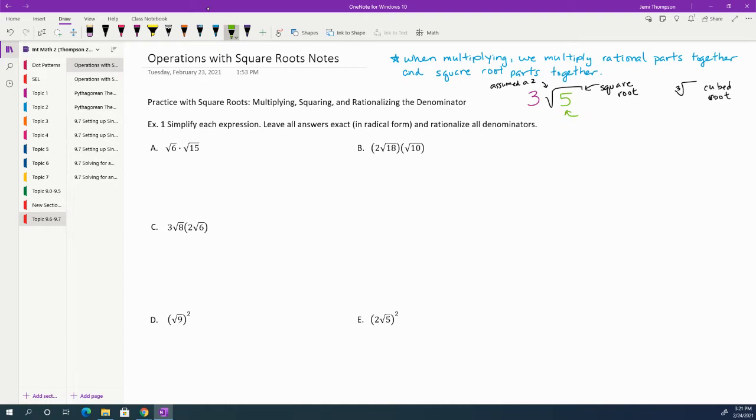This number here underneath the radical is called the radicand. All right, and all of this together is my irrational number. So let's have a reminder of what is a rational number, what is an irrational number.